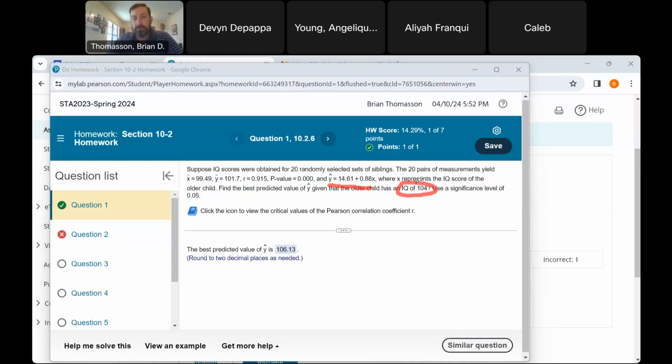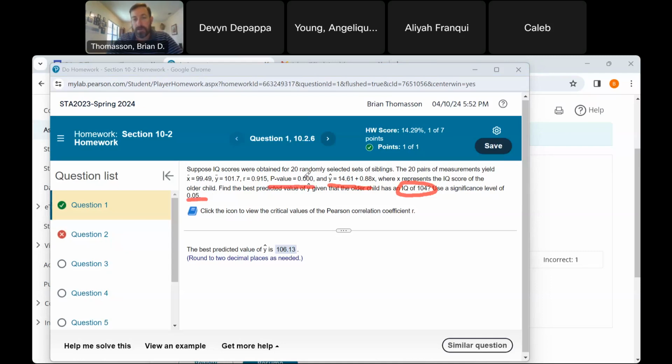Now, what we have to be careful about is we can always find a regression equation. It's not always useful. We have to figure out if it's useful or not. One of the ways we can do it is we can look at the p-value. So we have a p-value of 0, and we have a significance level of 0.05. If the p-value is less than alpha, then there's linear correlation, and the regression equation is good.